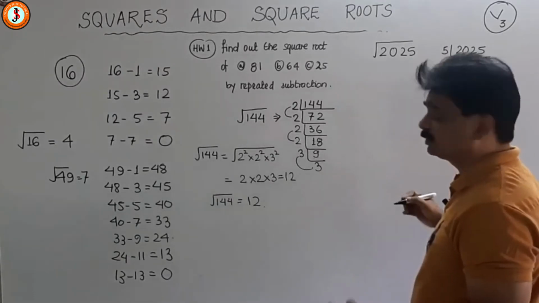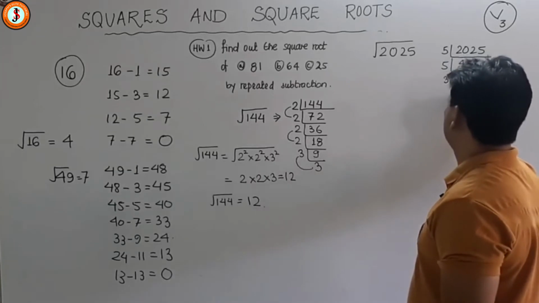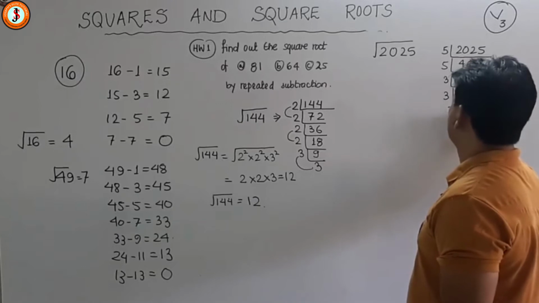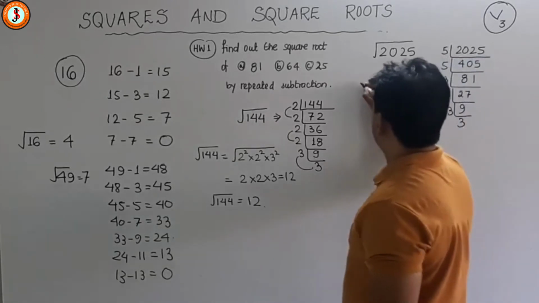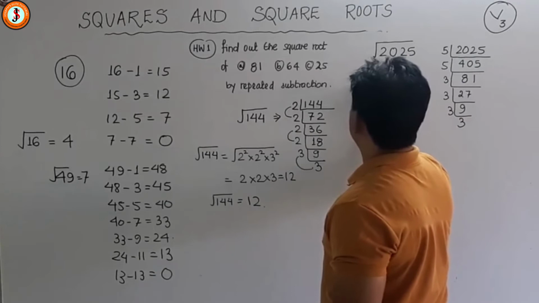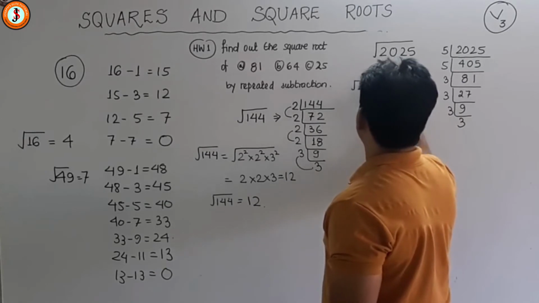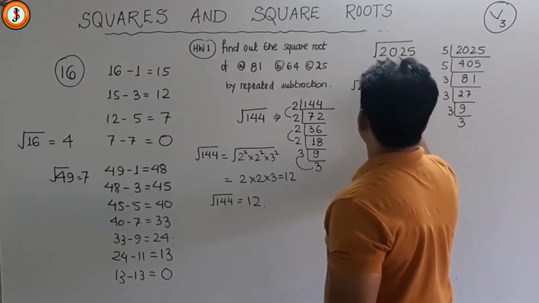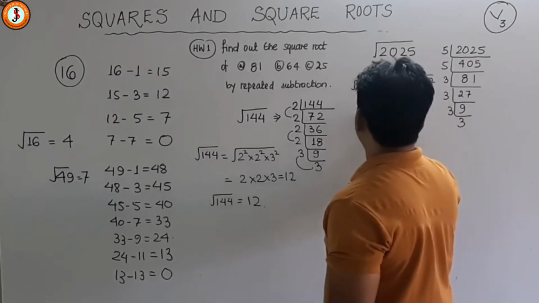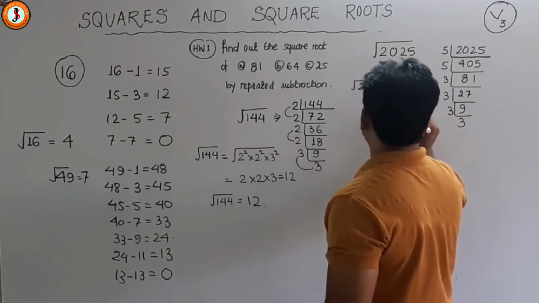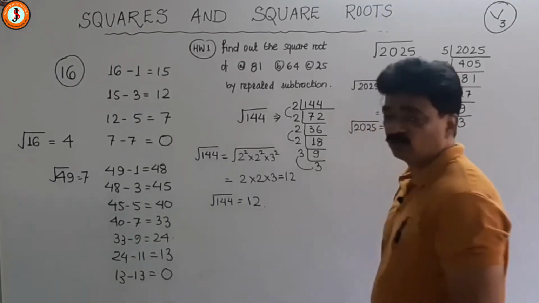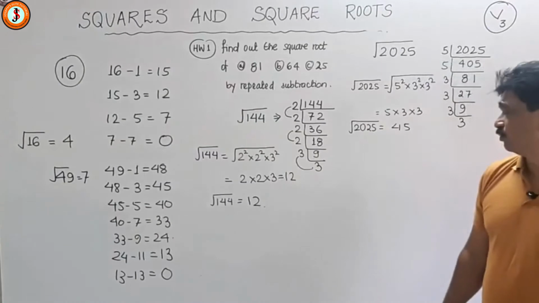When you get expert, you will know how to do it. At present, let us go the conceptual way. 2025 can be written as 5 square into 3 square into 3 square. So it will be 5 into 3 into 3, so 45. The square root of 2025 is 45.